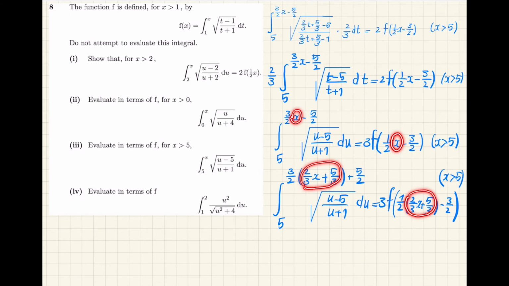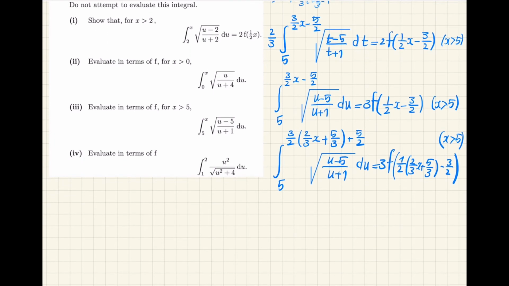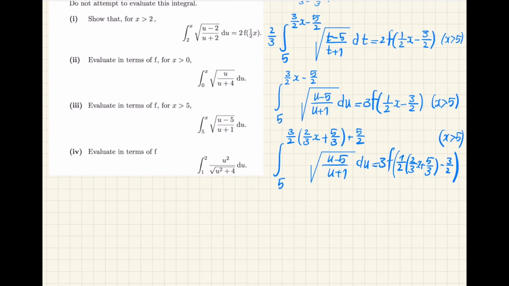Is this a valid argument? I would say yes, because I showed you that if x is greater than 5, this expression itself is also greater than 5. So I can replace this x with that expression. But I made a small mistake here. You see here, this was a negative sign, so this should be a negative sign. So let me clean that. Okay, this is negative.